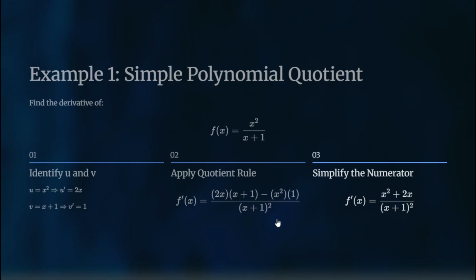Now we can simplify the numerator. We have 2x times x, which is 2x squared, minus x squared times 1, which is x squared. That will be equal to x squared, plus 2x times 1 is 2x. And that's all over x plus 1 squared. So that is the derivative of the function f of x. F prime of x is equal to x squared plus 2x over x plus 1 squared.